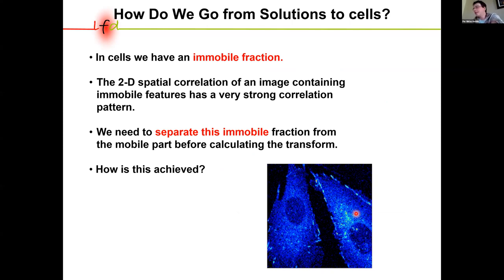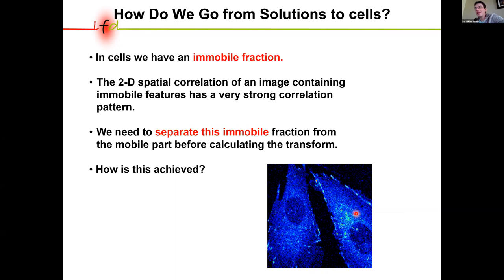Okay, so far what you have seen were all either simulations or measurements of fluorescent proteins or dyes in solution. So what happens in cells, which is the interesting part? In cells, we have some other things to consider. For example, cells can have an immobile fraction. So you can have some molecules that give you fluorescent signal that don't move.